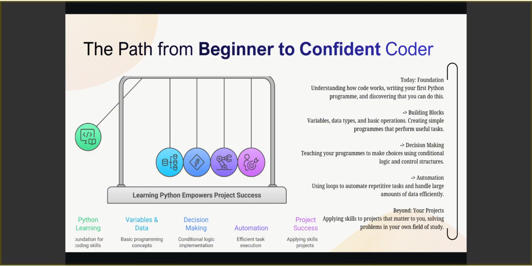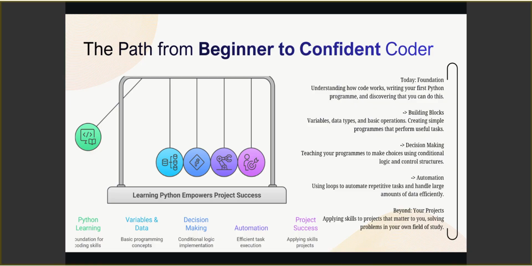In this, first of all, we are going to learn the basics. We are going to understand how code works. We are going to write a basic hello world program, comparing with other kinds of programming. And in the same way, we are going to write building blocks, decision making, automation, and going beyond to projects. We are going to discuss everything.